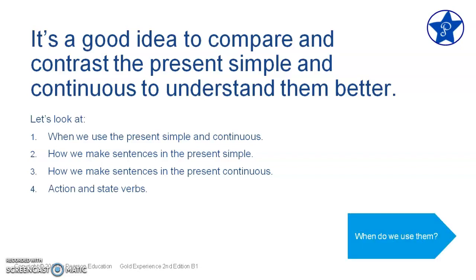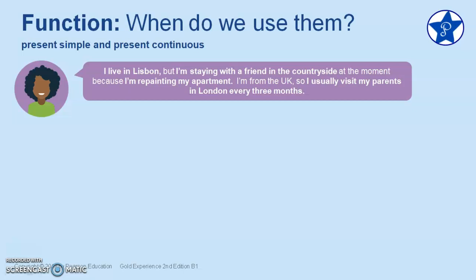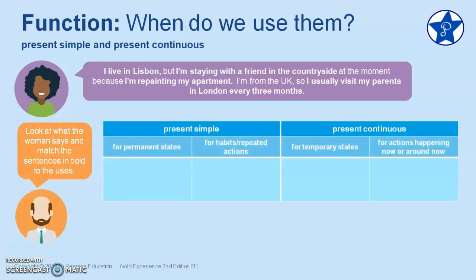So, let's do it! When do we use the present simple and the present continuous? Look at what the woman says and match the sentences in bold to the uses. We use the present simple for permanent states. For example, I live in Lisbon. Whereas we use the present continuous tense for temporary states. I'm staying with a friend in the countryside.